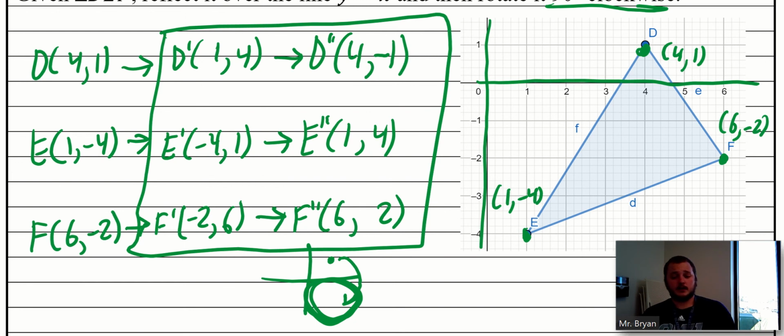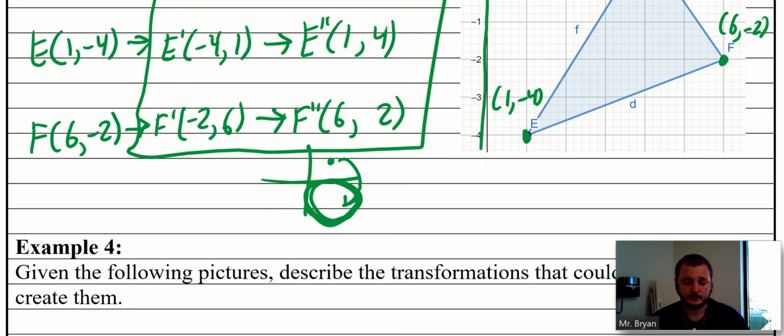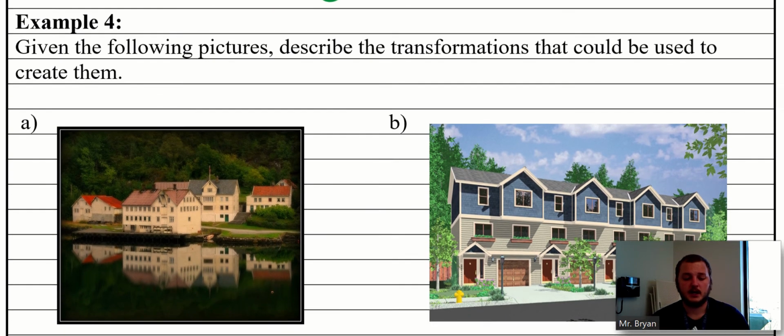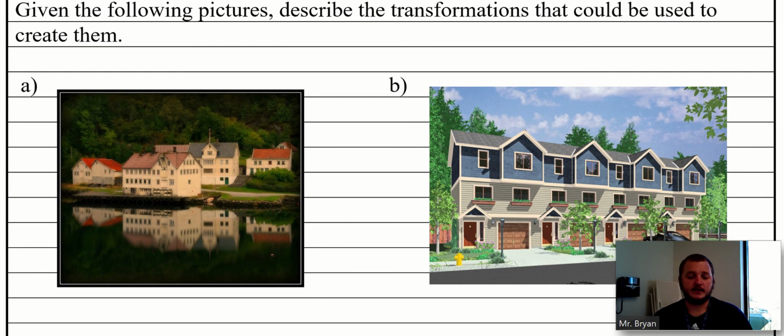All right, actually almost done here. I only have one more example, and you won't need to write anything down here, but I wanted to talk about different transformations that you can see in real life. So if I look at this on example 4, like I said, I won't have you write this down, but it says, given these pictures, I want to describe the transformations that could be used to create them. Because like I've mentioned, you can see these transformations in different spots in real life, I should say.